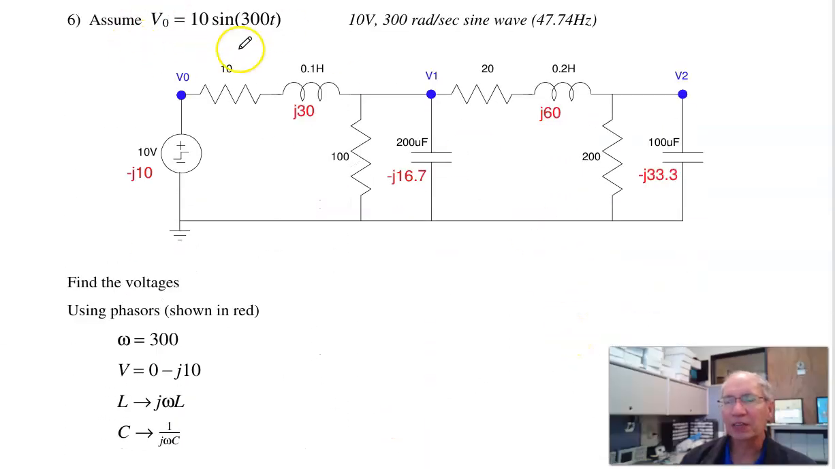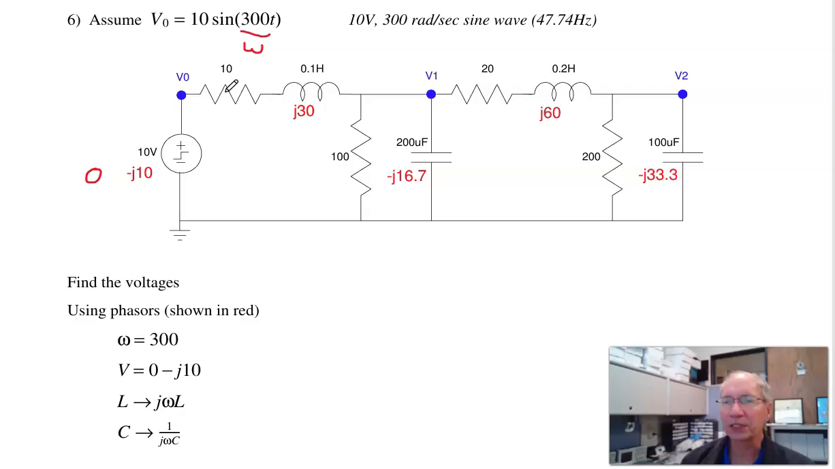Suppose instead of DC I have a sine wave. Well, this is actually no different, except now I have complex numbers. The source is minus j10. Again, the real part's cosine, minus j is sine, so 0 cosine, 10 sine. Inductor becomes j omega L. This is omega, 300. So j omega L becomes j30, j60. Capacitor is 1 over j omega C. Makes this one minus j16, minus j33.